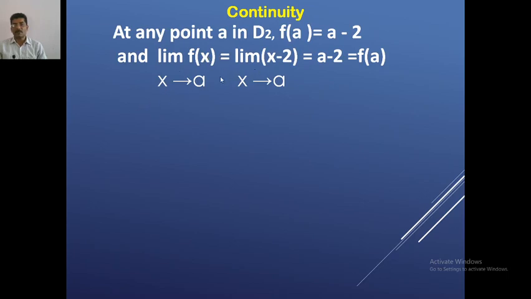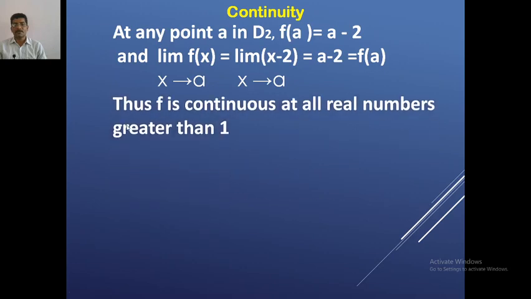Limit of f(x) as x tends to a, where x is greater than 1. Therefore, the given function is x minus 2, which is a polynomial function. Therefore, the limit of x minus 2 as x tends to a equals a minus 2. This a minus 2 is exactly equal to the value of the function at the point x equal to a. Therefore, by the definition, the limit of f(x) as x tends to a is equal to f(a). Therefore, f is continuous at all real numbers greater than 1.